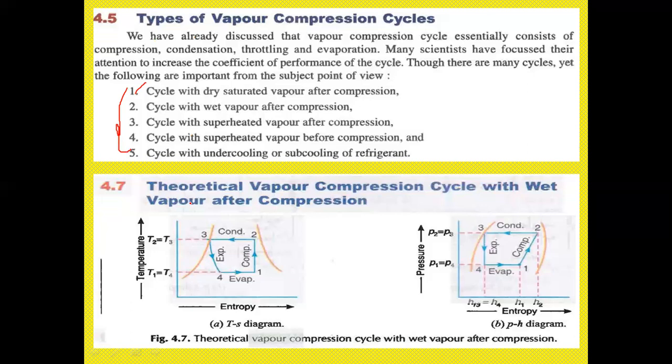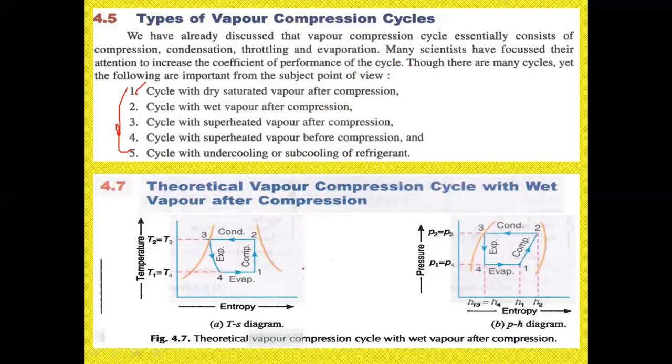the theoretical vapor compression cycle with vapor after compression. So with the dry saturated vapor after compression. See, in the first thing, after compression, you can see the diagrams, the theoretical diagram of the vapor compression cycle and wet vapor after compression. The temperature and entropy, the pressure and entropy.